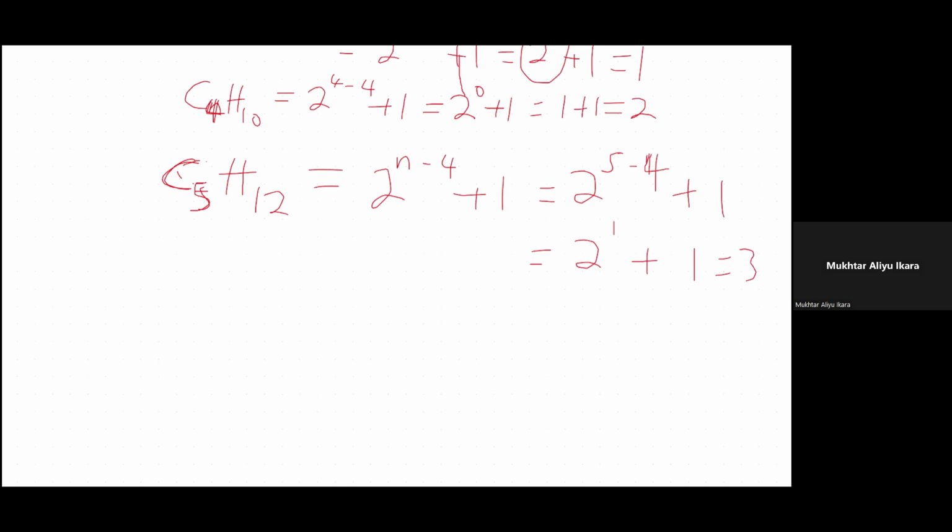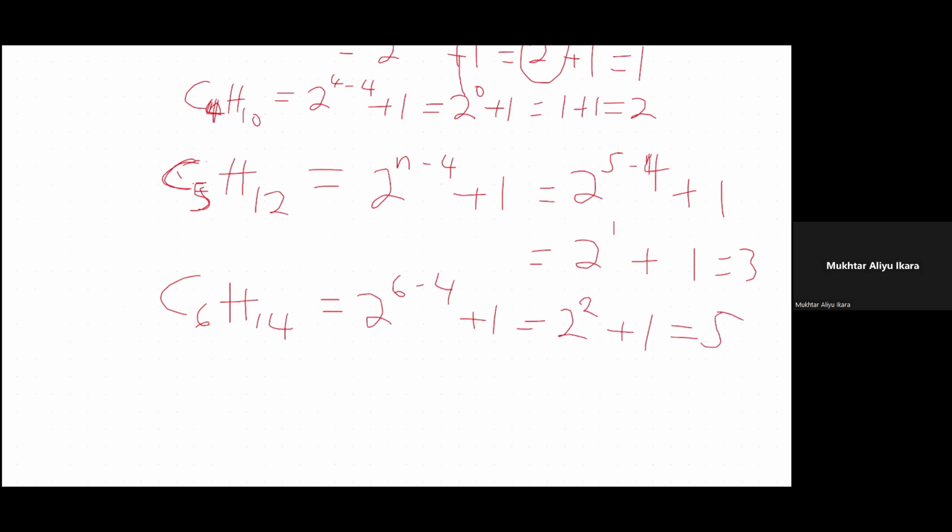So it means that pentane has 3 isomers. Then the next one is hexane, C6H14. So we use the formula 2 raised to the power of 6 minus 4 plus 1. So we have 2 raised to the power of 2 plus 1. So 2 raised to the power of 2 is 4, plus 1. It means that there are 5 possible isomers for hexane.